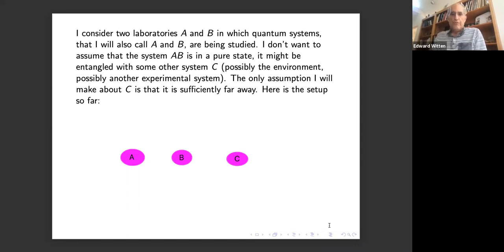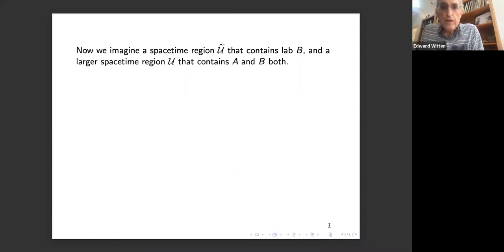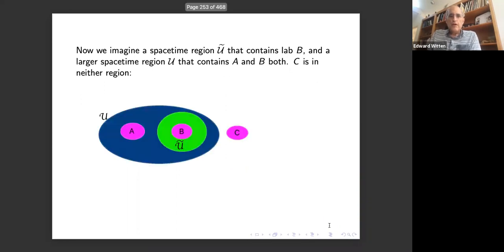There are three systems, or maybe two systems in an outside environment, which are overall in a pure state. But we're going to just look at A and B, which might be in a mixed state. A mixed state is just an entangled state that isn't necessarily pure. Now we're going to imagine a space-time region U tilde that contains lab B and a larger region U that contains both A and B. Neither one contains C. So U tilde is in green and U is in dark blue. Well, U tilde and U are both intended to include the purplish pink region A and B inside them.